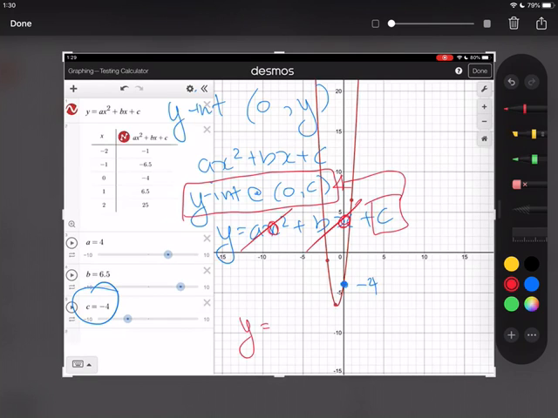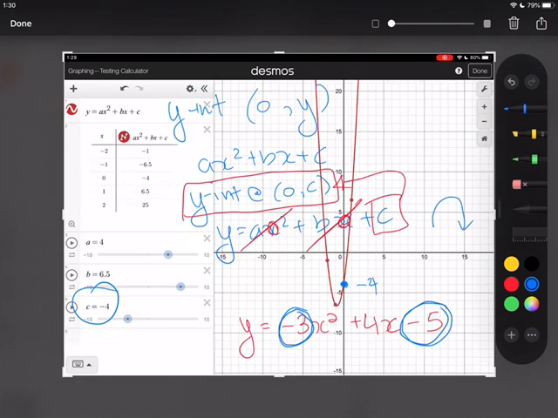So if I'm looking at some equation and it looks like this, just based on the last video and this video, I can confidently say now that this graph opens downwards because a is negative, and it intersects the y-axis at -5.